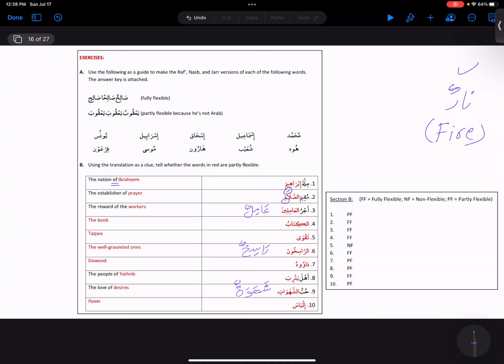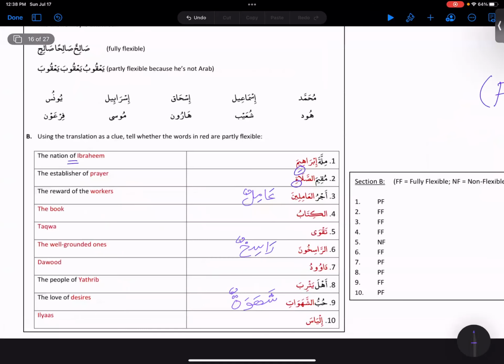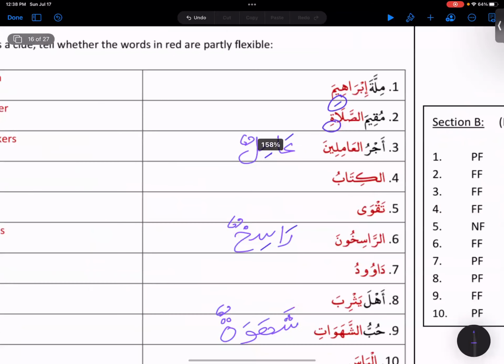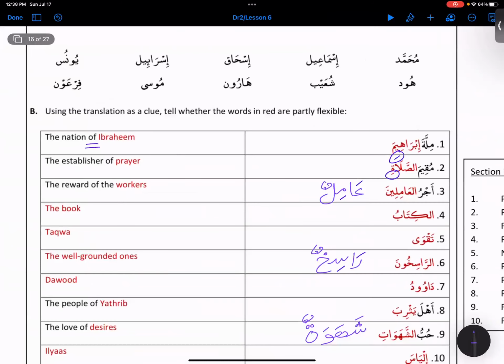Okay, never Ibrahimi. Millata Ibrahima, not me. Then Mukim Salati. Mukim means the one who established, the establisher of Salah. Again, it is showing the kind of belonging, possession. So Salati. And now you see Salah is an Arab word. So Salatun, Salatan, and Salatin.